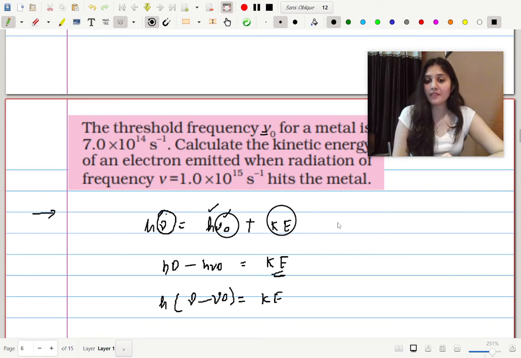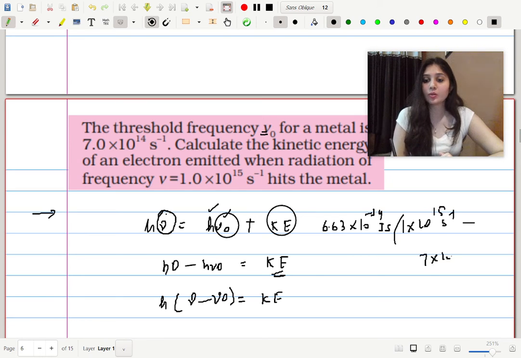H is going to have the units joule second, right? So 6.63 into 10 to the power minus 34 joule second, and nu is what? 1 into 10 to the power 15 second inverse minus 7 into 10 to the power 14 second inverse. So you can just perform this calculation. This is joule second, and this multiplication comes in second inverse, second inverse and second will cancel, and the answer is going to be in joules.